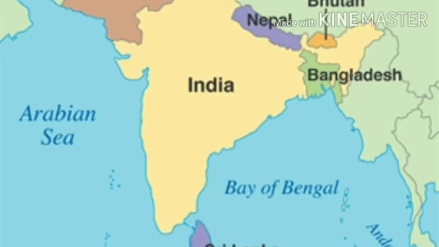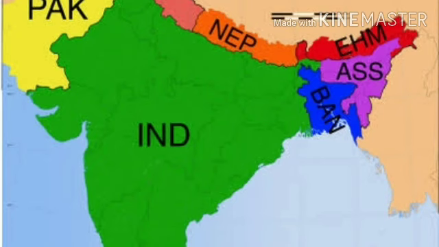The plateau region of India has 2 divisions, namely Central Highlands and Deccan Plateau. Andaman and Nicobar Islands and Lakshadweep are the 2 major island groups of India.